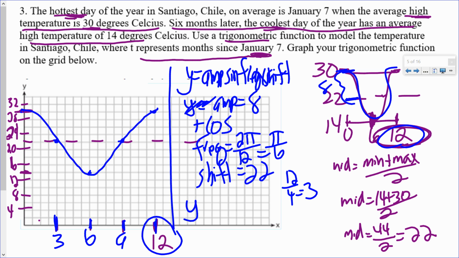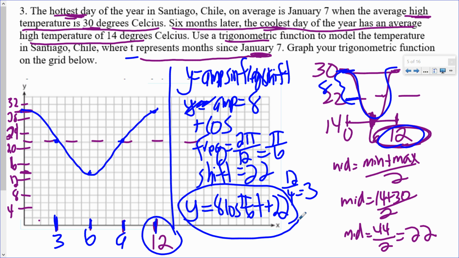So put it all together. Y equals 8 cosine pi over 6 t, instead of x, because it's asking for t, plus 22. So it's pretty straightforward. The little picture is definitely helpful in helping get everything structured, so I want you doing that. Other than that, it's what we've been doing for the past couple weeks.